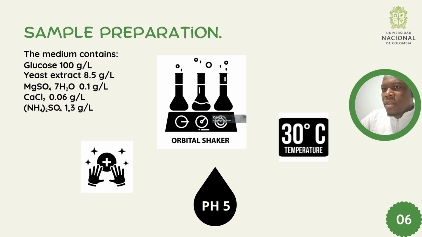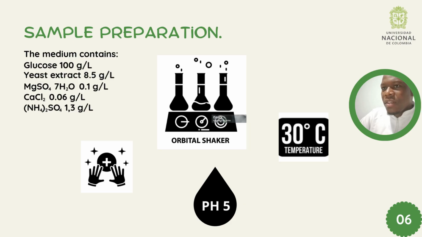Calcium chloride CaCl2 0.6 g per L, important for the stability of the cell wall. Ammonium sulfate (NH4)2SO4 1.3 g per L, nitrogen source for growth. pH 5 is maintained, acidic. Zinc is optimal for enzymatic activity and efficient fermentation of microorganisms.